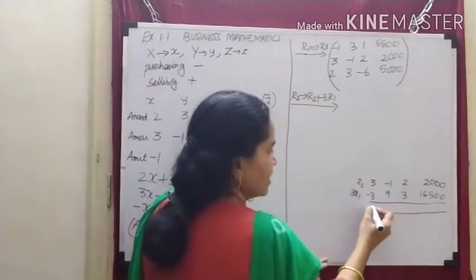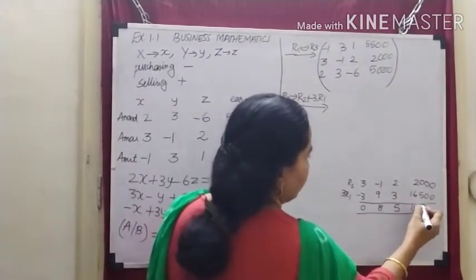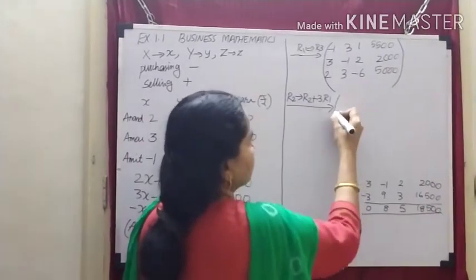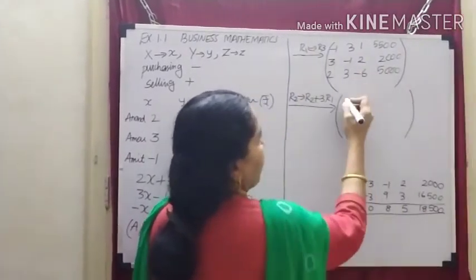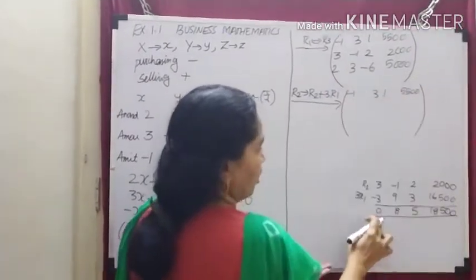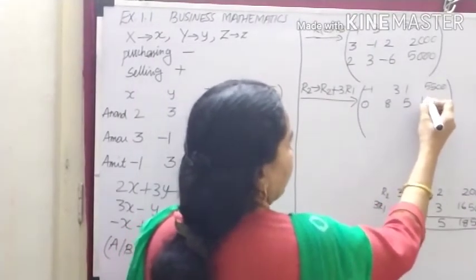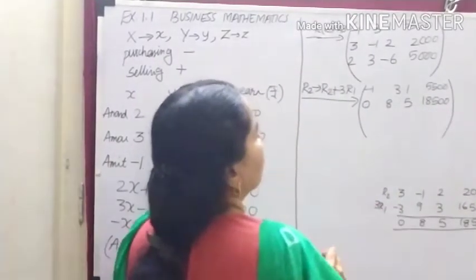So what is my answer? 0, 8, 5, 18,500. First row we write as it is. Second row, what do we arrive at? 0, 8, 5, 18,500.